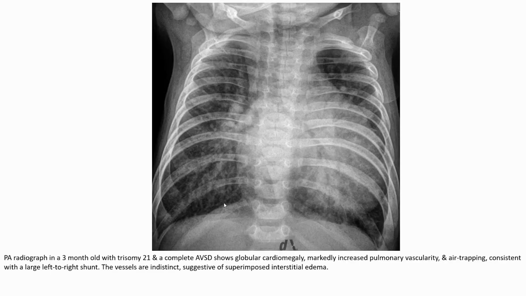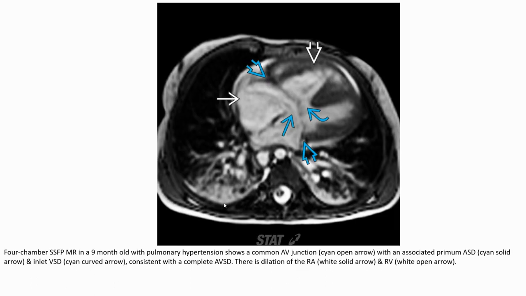This chest radiograph shows globular cardiomegaly, markedly increased pulmonary vascularity, and hyperinflation consistent with large left to right shunt. The vessels are indistinct, suggestive of severe interstitial edema. This cardiac image shows a common AV junction with an associated primum ASD and inlet VSD consistent with complete AVSD. There is dilatation of the right atrium and right ventricle.